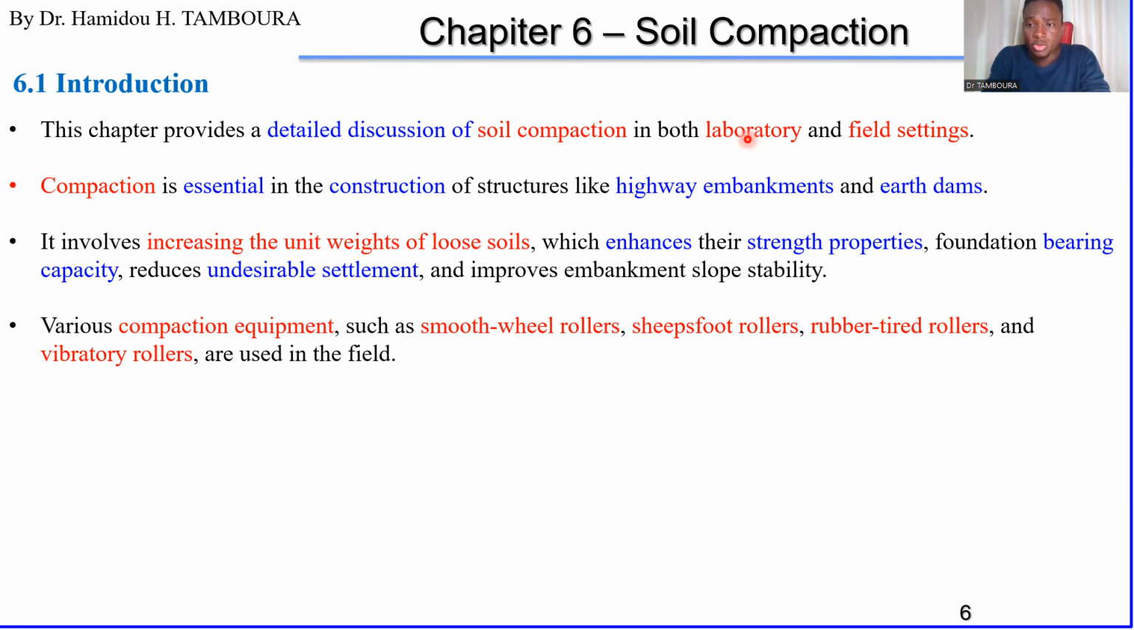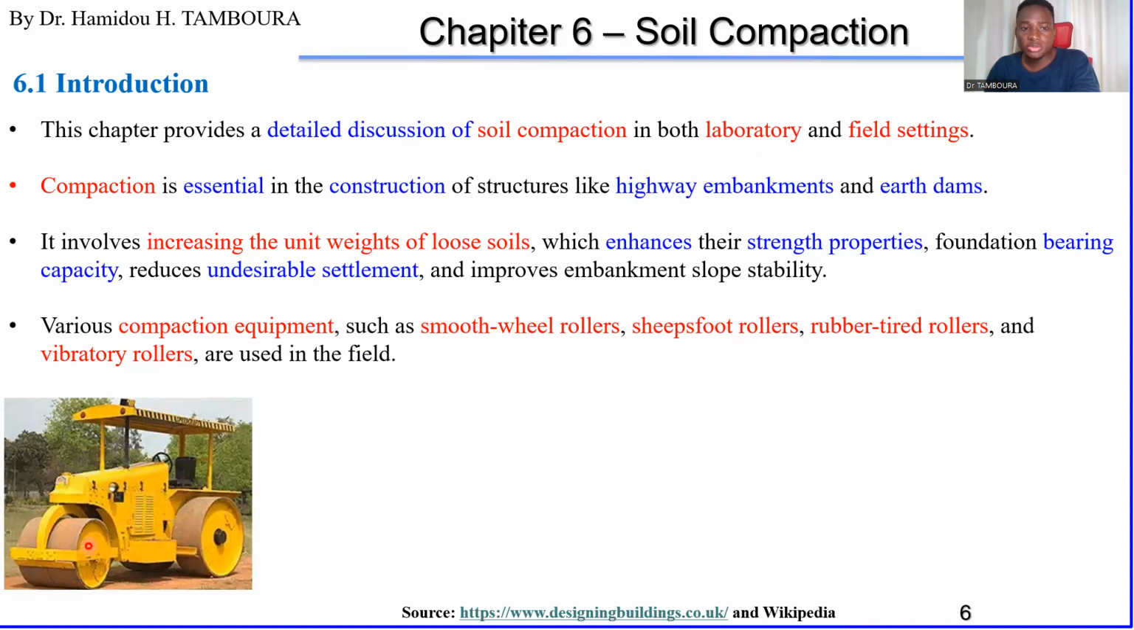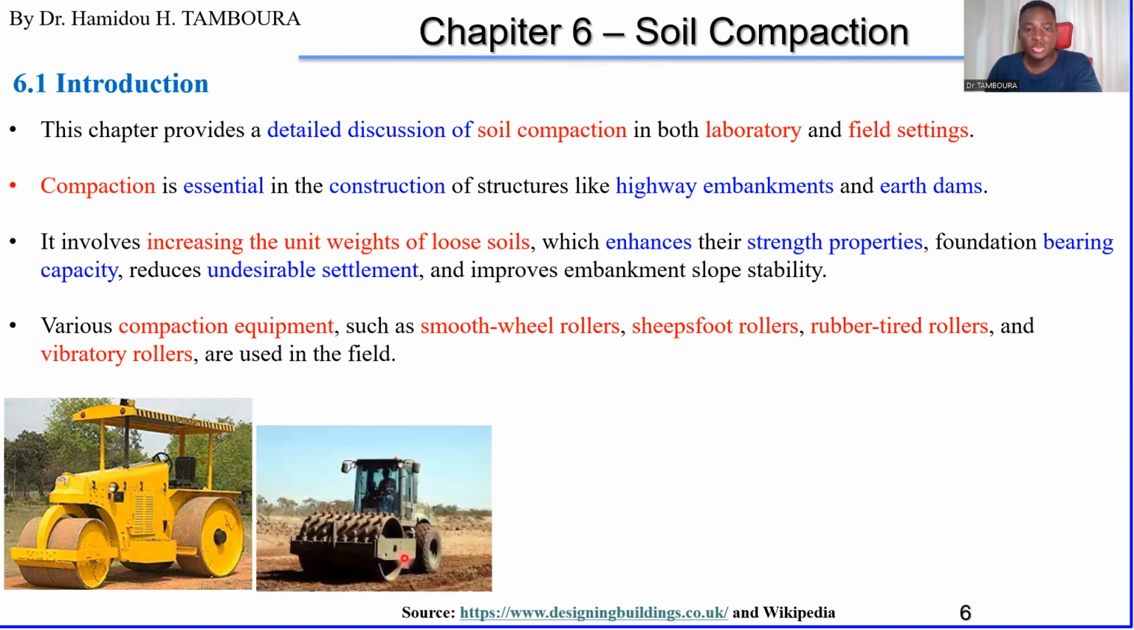So how do we conduct compaction on the field? There is some equipment that is used for that. We have this kind of equipment, smooth wheel roller, this kind of machine, for example. It is heavy, so when it passes on the soil, it densifies the soil, because compaction is just densification of the soil. Then the sheep foot roller, this one. As you can see, this one looks like a sheep foot. That's why the name is like that.